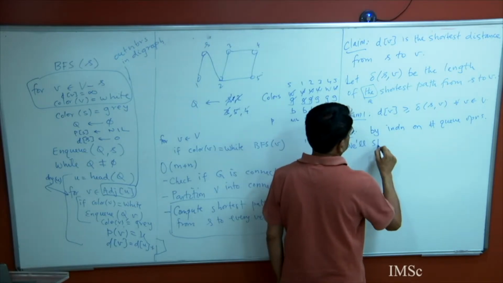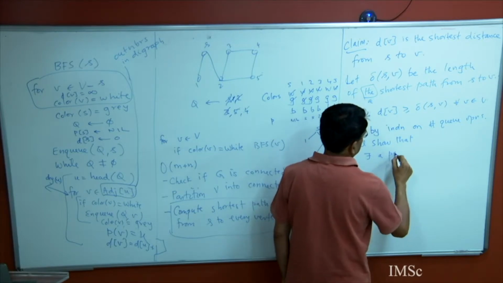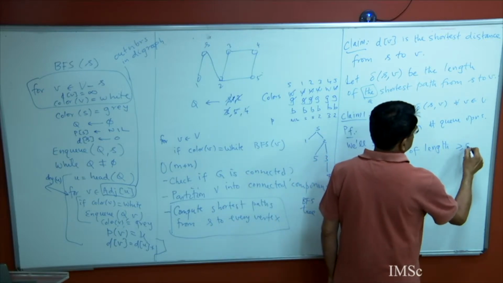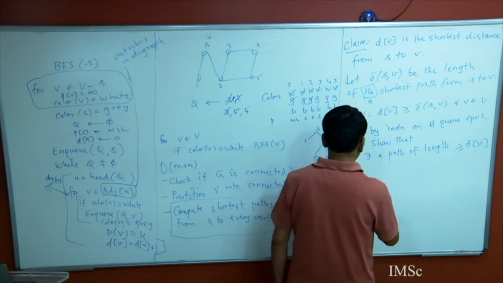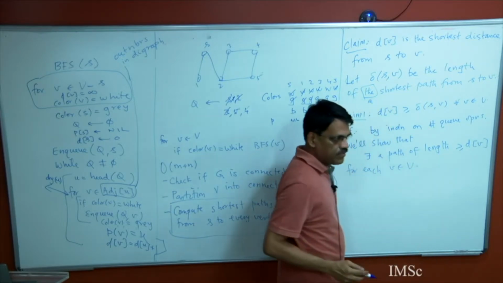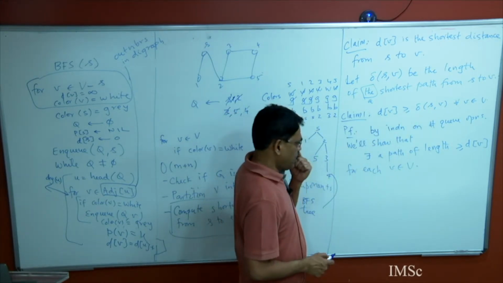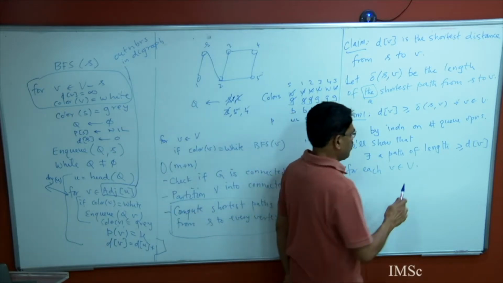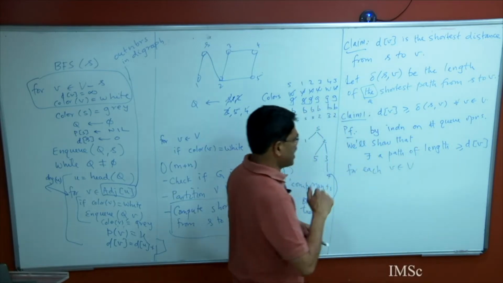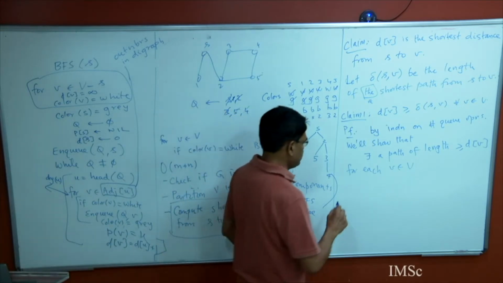We will show that there exists a path of length at least dv for each v in V. So the shortest path length must be at most whatever this length, and this we will show by induction on the number of Q operations, right? When you have not done it, it is true for S because there is a path of length 0 from S to S, so that's a base case.